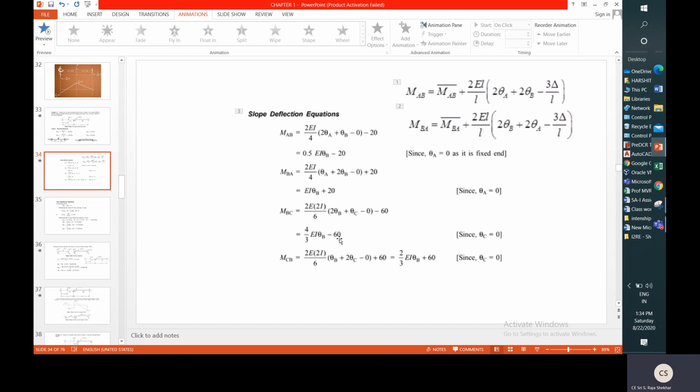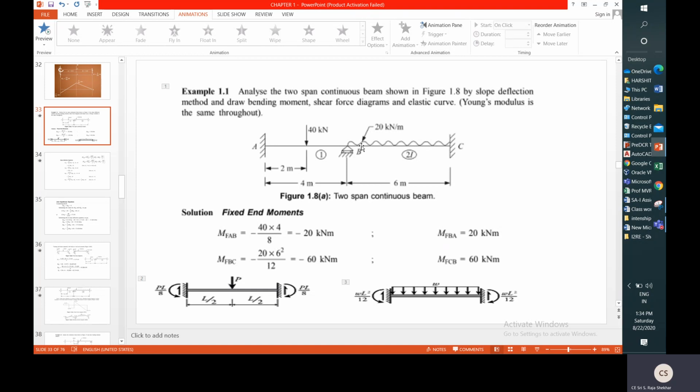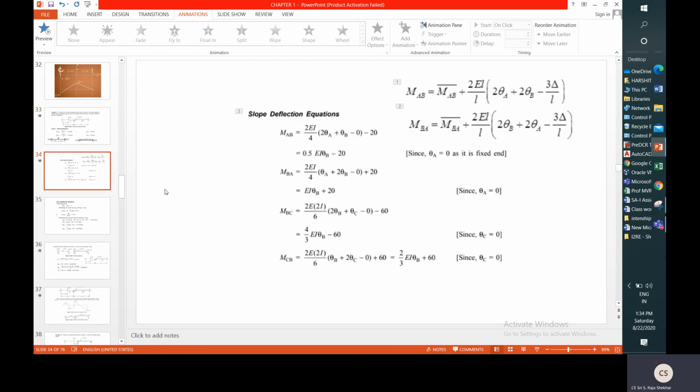Okay. Now write the equation for span BC in the CB direction. In this direction, you write the final end moment. MCB is equal to 2EI by L into theta B plus 2 theta C minus 3 delta by L.